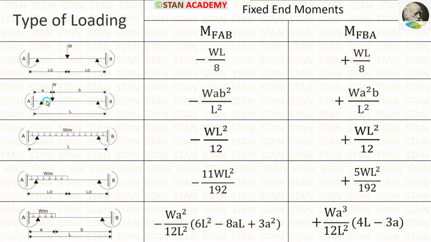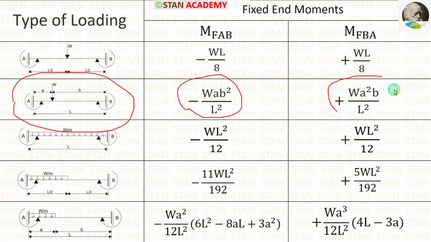In the span CD, there is a point load. That point load is not acting on the center, so we have to select this condition. The formulas are minus W A B square upon L square and positive W A square B upon L square.